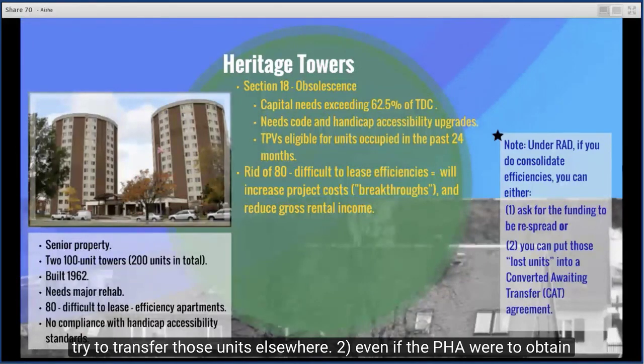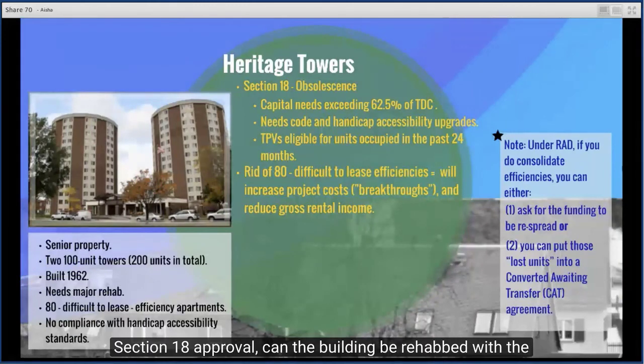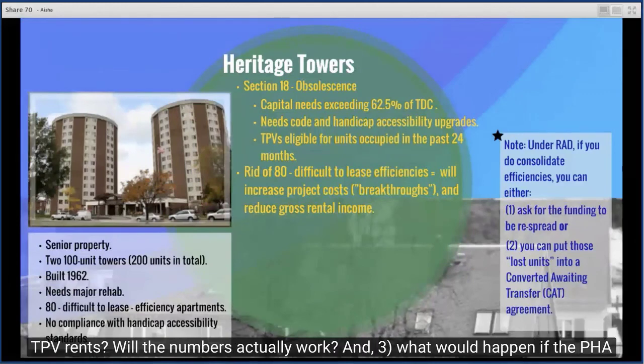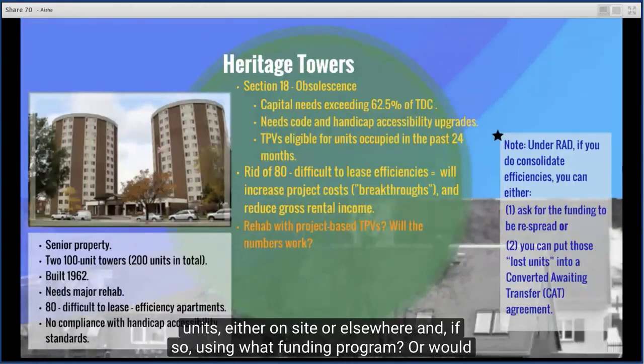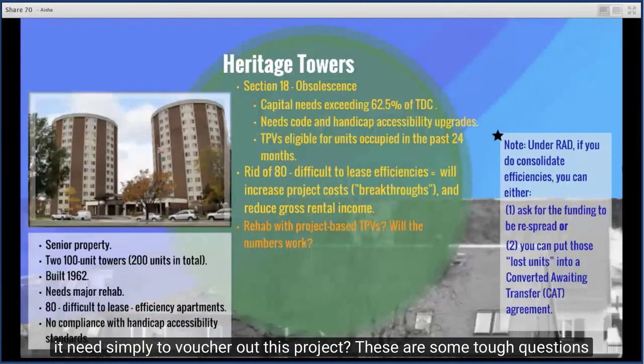Second, even if the PHA were to obtain Section 18 approval, can the building be rehabbed with the PBV rents? Will the numbers actually work? And third, what would happen if the PHA can't rehab the building? Would the agency want to try to preserve hard units either on-site or elsewhere? And if so, using what funding program? Or would it need simply to voucher out this project?